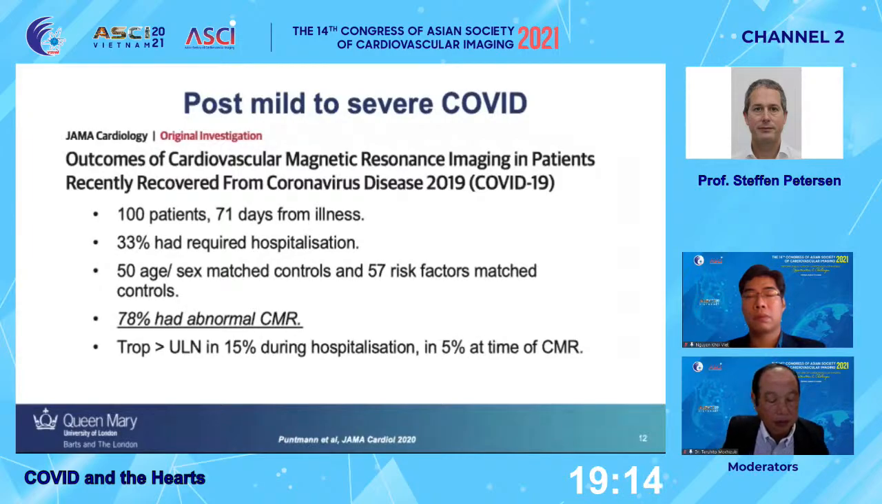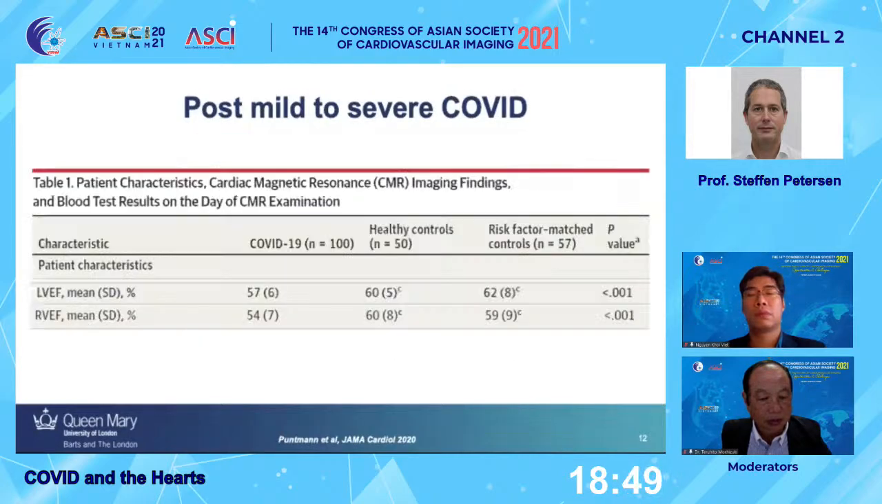The authors included age and sex-matched controls in addition to risk factor matched patients. 78 of the 100 patients had abnormalities on CMR. In those with hospitalization, 15% had troponin levels above the upper limit of normal during the hospitalization, and 5% had troponin above the upper limit of normal at the time of the CMR.